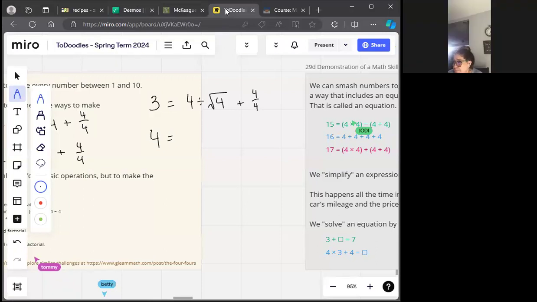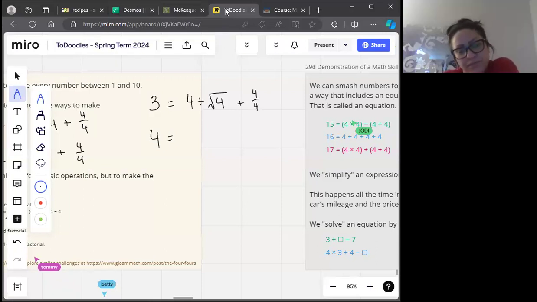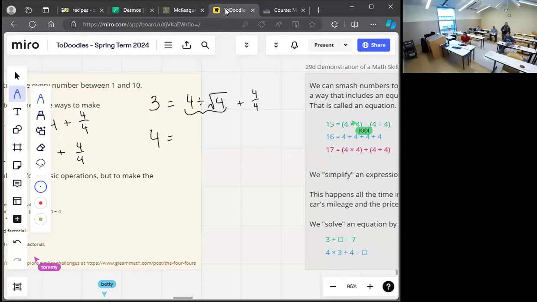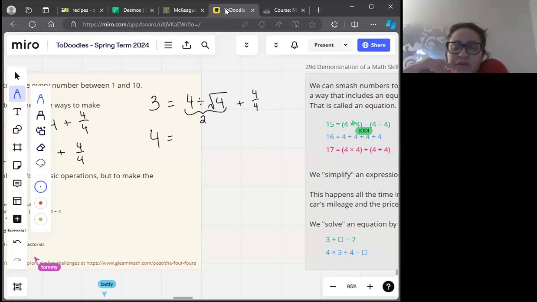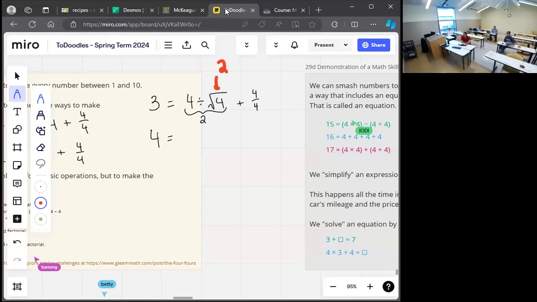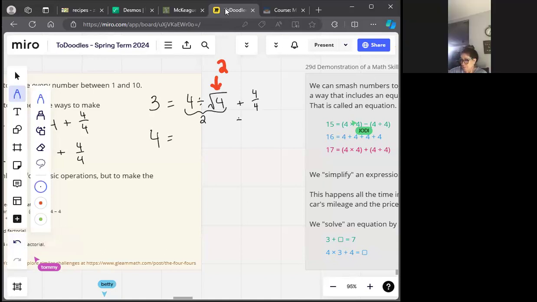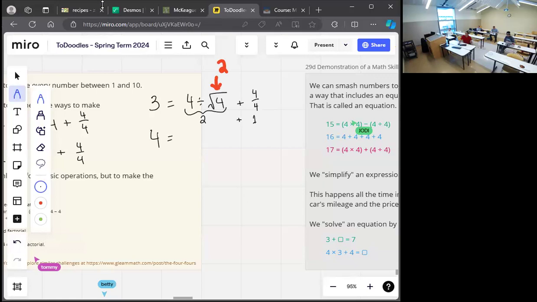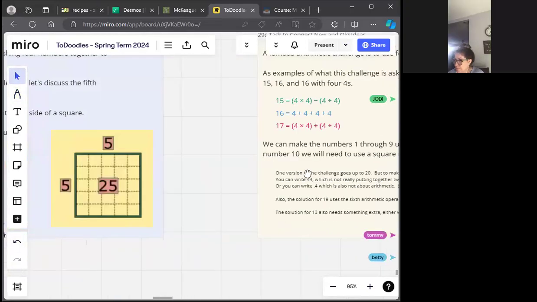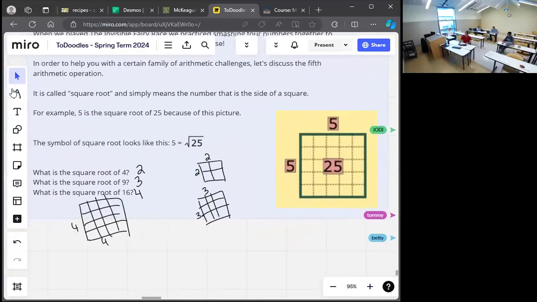How are you getting 3? Because this much was 2. 4 divided by 2 equals 2, and then I add 1. Because the square root of 4, over here, and that was this one. The square root of 4 is 2.